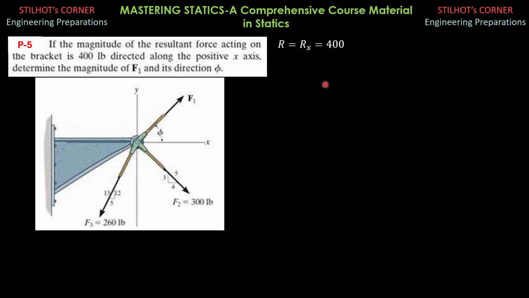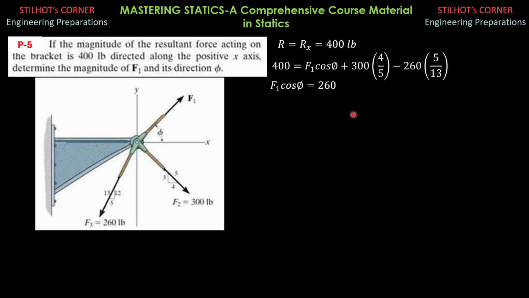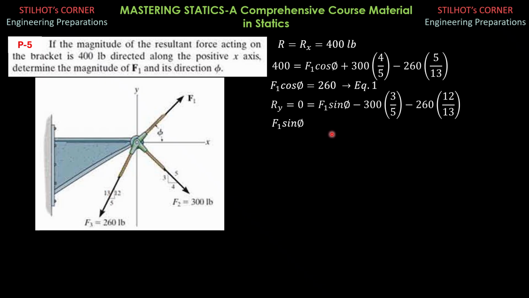So equals F1 cosine P plus 300 times 4 over 5, then minus 260 times 5 over 13. So R, which is Rx, is 400 pounds. Simplifying, F1 cosine theta is equal to 260. Call that equation 1. Summation of forces in y, Ry is 0. So 0 equals F1 sine theta minus 300 times 3 fifths, then minus 260 times 12 over 13. So simplifying, F1 sine theta equals 420. Call that equation 2.